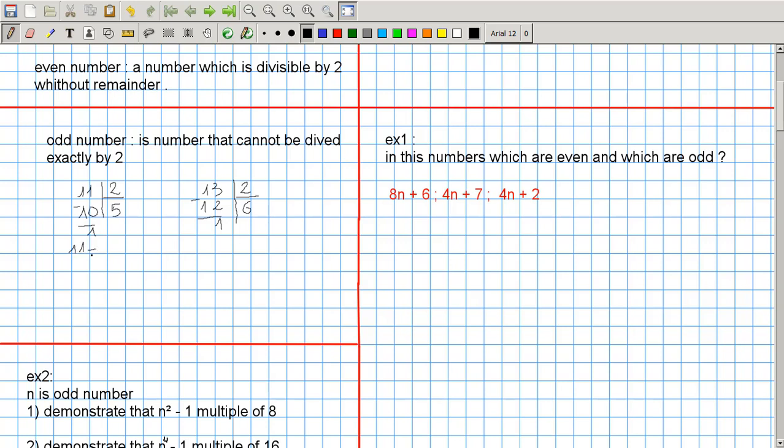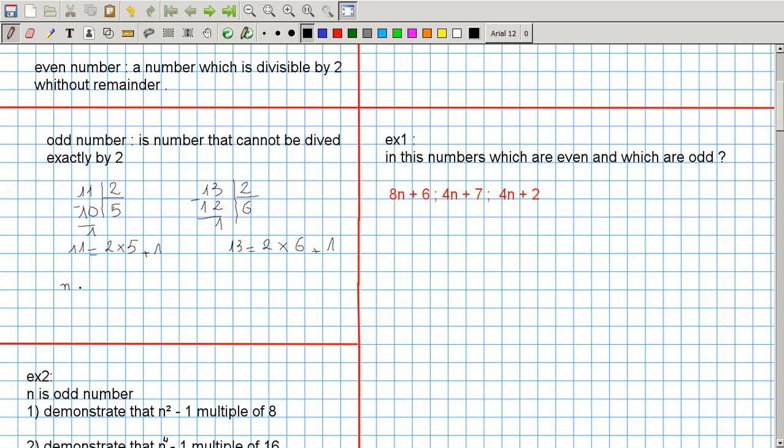11 equal 2 times 5 plus 1. 2 times 5 is 10. 10 plus 1 is 11. 13 equal 2 times 6 plus 1. Odd number يعني عدد فردي والذي is a number that cannot be divided exactly by 2. لا يمكن أن نقسم على 2 يعني الباقي سيبقى دائما واحد.